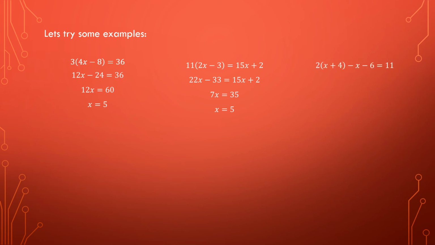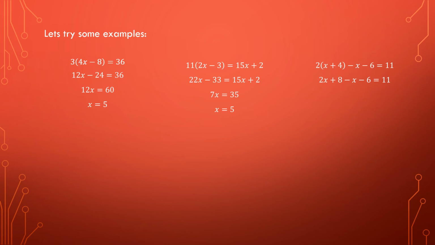And finally, one last one. We've got 2 lots of x plus 4 minus x minus 6 equals 11. So the first thing I need to do is multiply the brackets. And again, it's only two lots of x plus 4. Okay, that's where my brackets stop. That's where my multiplying stops. So when I multiply it out, I get 2x plus 8, and then the rest just as it was. So minus x minus 6 equals 11.